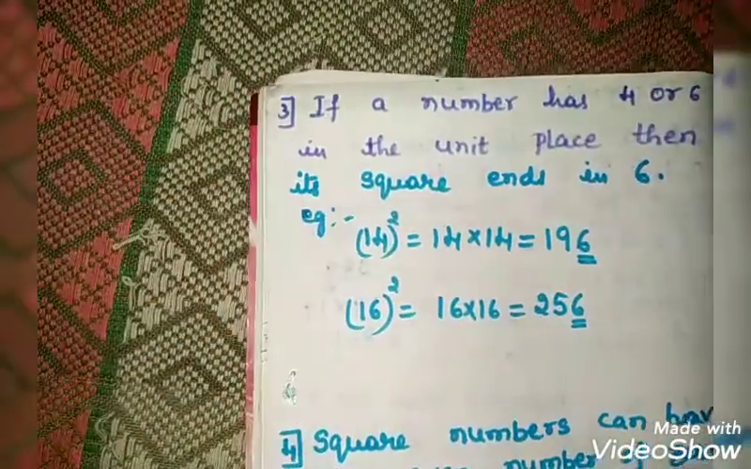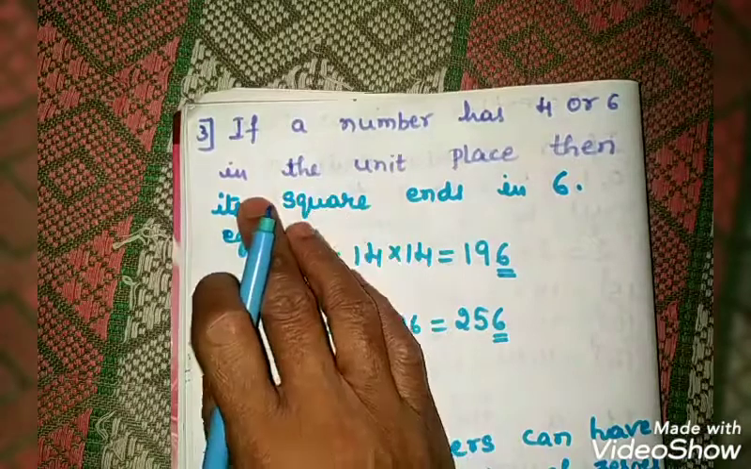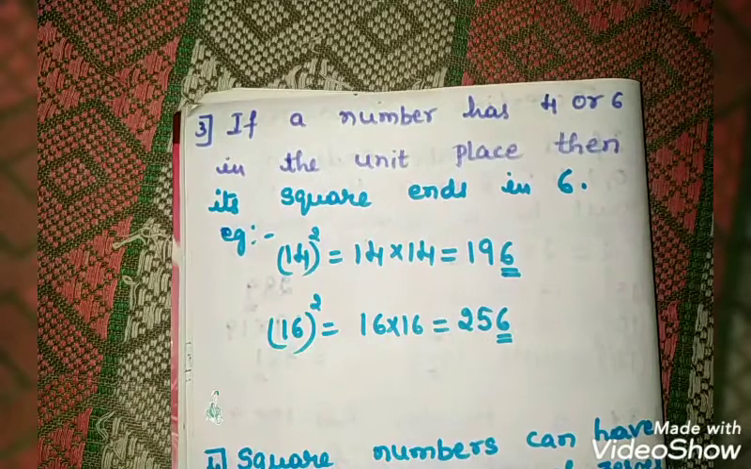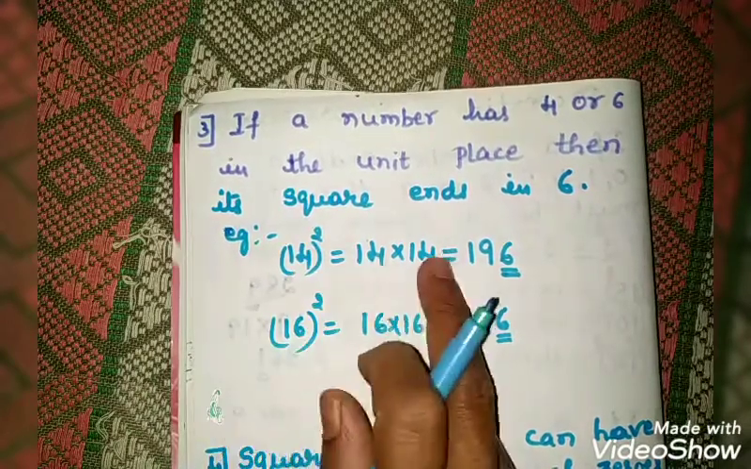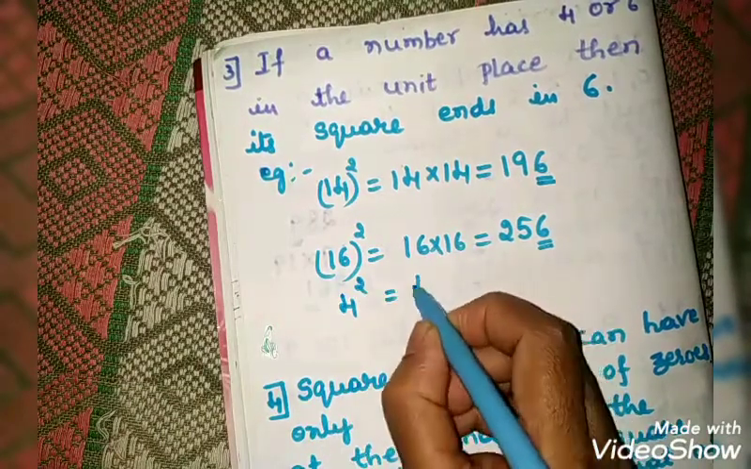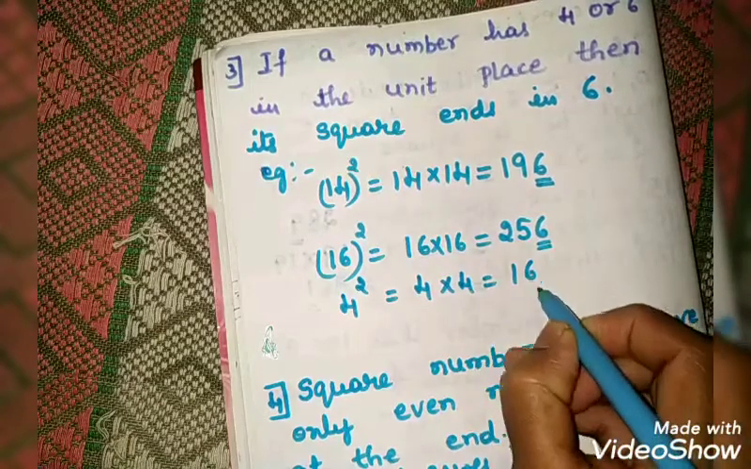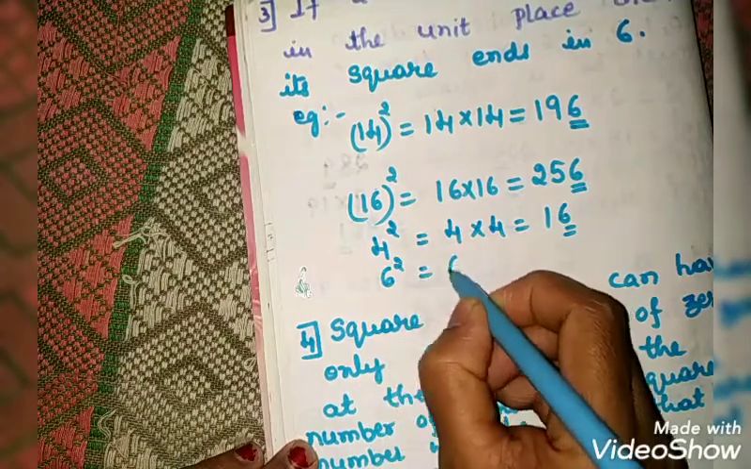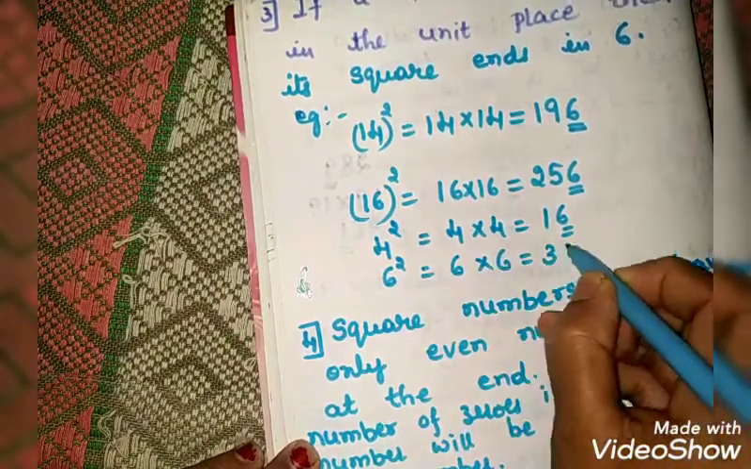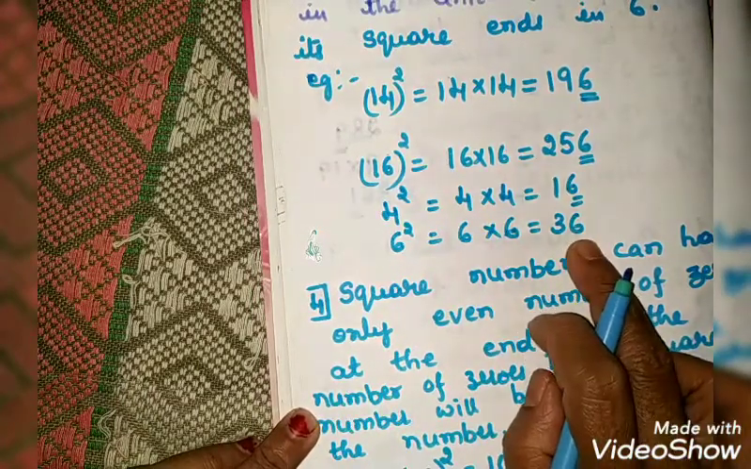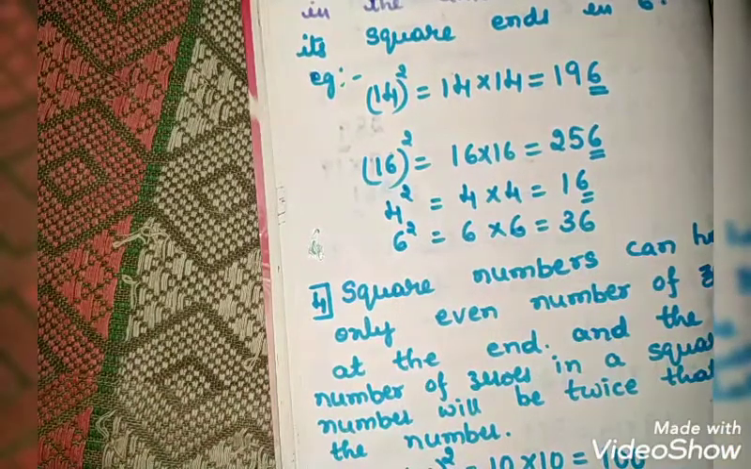Next, let me repeat the third property. If a number has 4 or 6 in the unit place, then its square ends in 6. Correct, no? 14 square you take. 14 into 14, 196. In the same way, you can take 4 square. 4 square how much, children? 4 into 4. Again 16. Ends in 6. Or you can take 6. 6 square. 6 into 6. Obviously, it is 36. 6 6s are 36. It ends in 6. So, this property you can show in this way also.